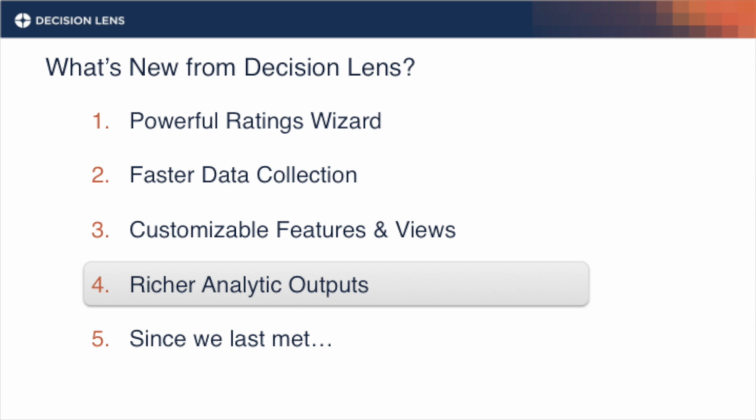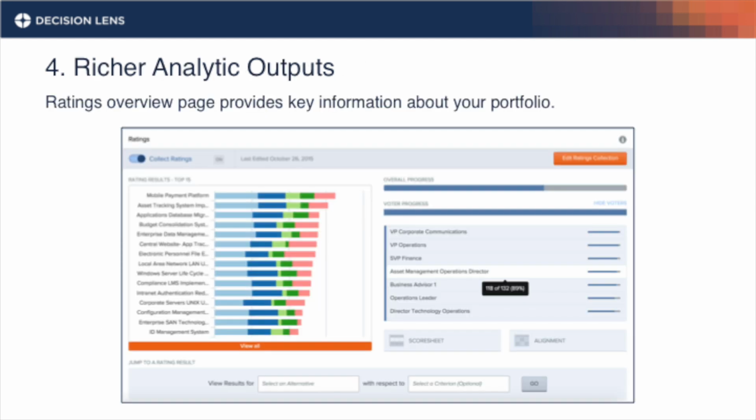So now we've gathered all of our data from all of our stakeholders. What do we do with this data? What are some ways that we can look at it? We've provided some really great new analytics and views, starting with my ratings overview page. This is a great snapshot of all the data in my portfolio, all the data provided by my stakeholders, and this is now my jumping off point for analysis.